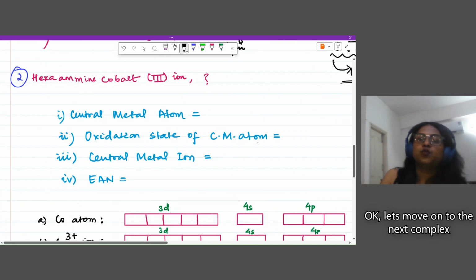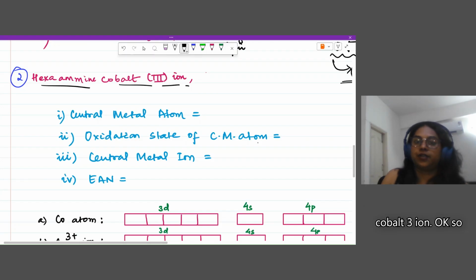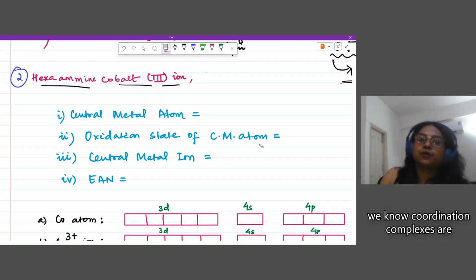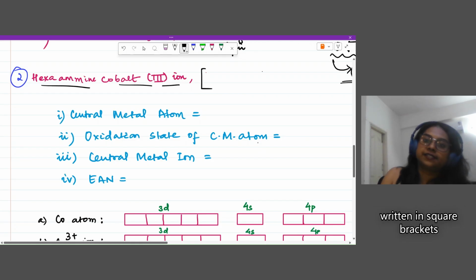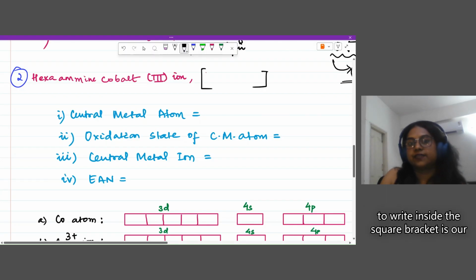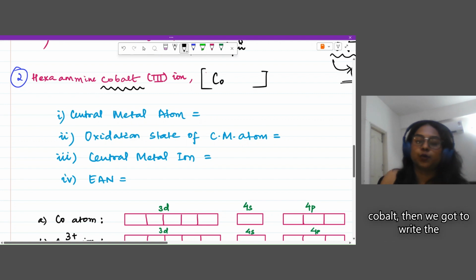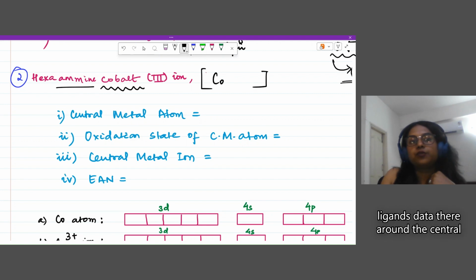Okay, let's move on to the next complex here. This is called hexaamminecobalt(III) ion. We know coordination complexes are written in square brackets, right? The first thing that we need to write inside the square bracket is our central metal atom. Here we have cobalt. Then we have to write the ligands that are around the central metal atom.